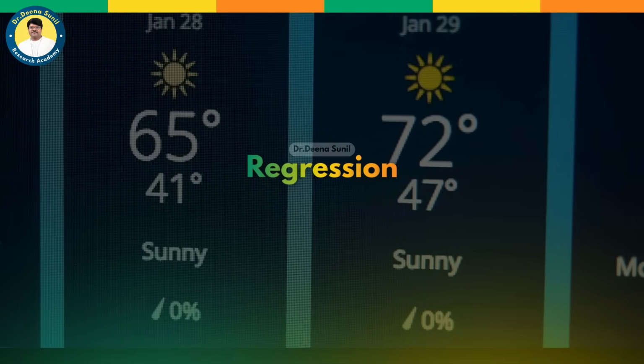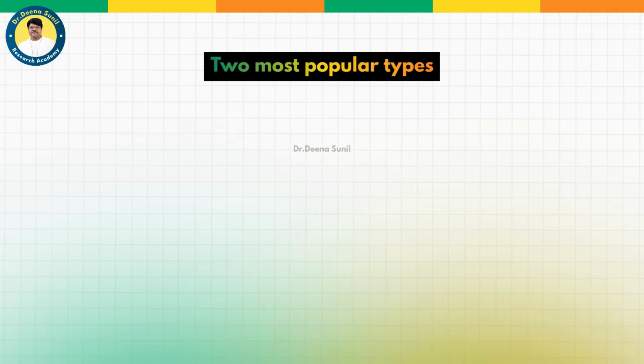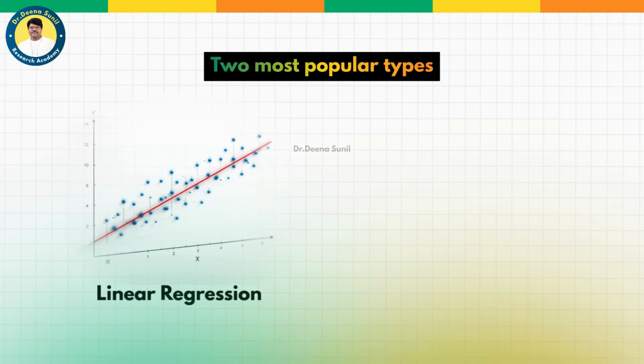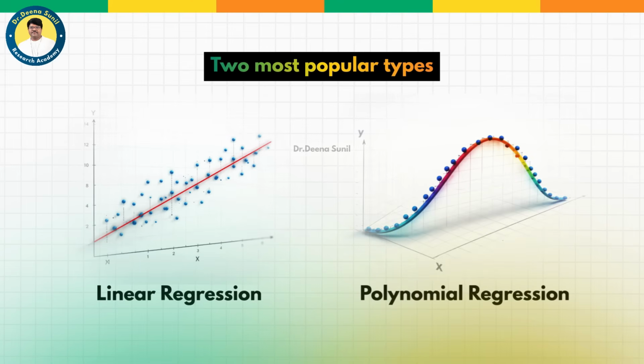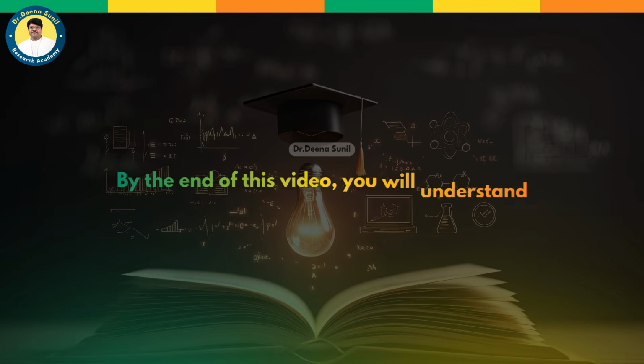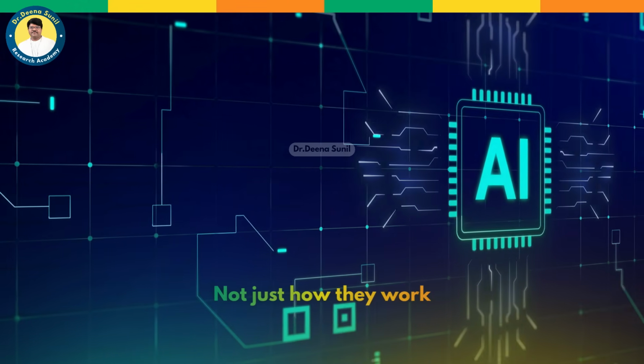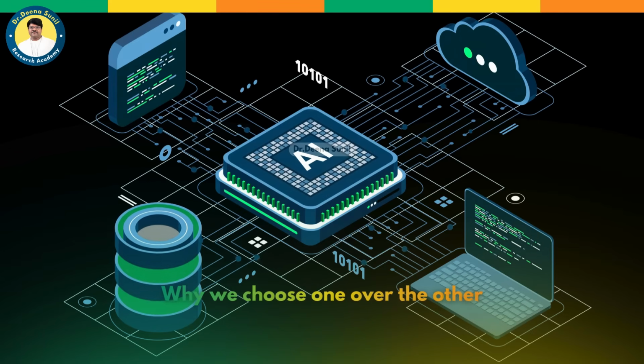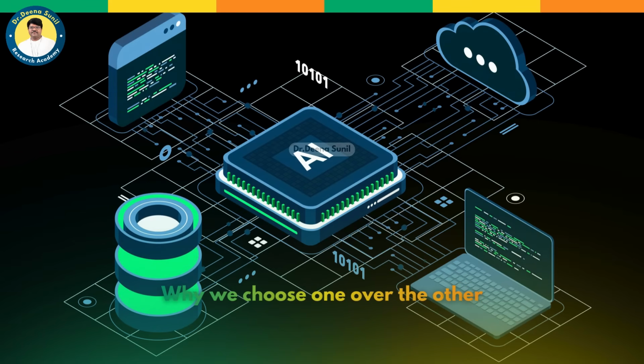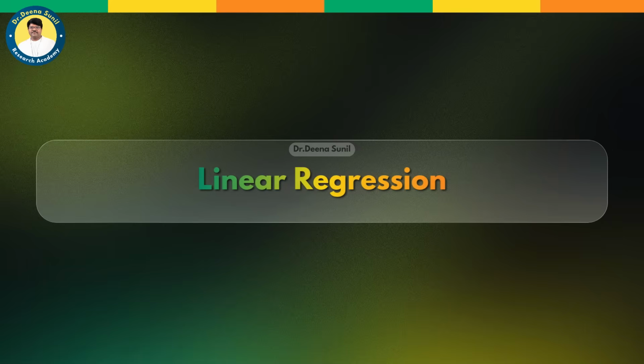tomorrow, that is regression. Today we are going to look at the two most popular types: linear regression, the straight line, and polynomial regression, the curved line. By the end of this video, you will understand not just how they work, but why we choose one over the other. Let's start with the simplest one, linear regression.